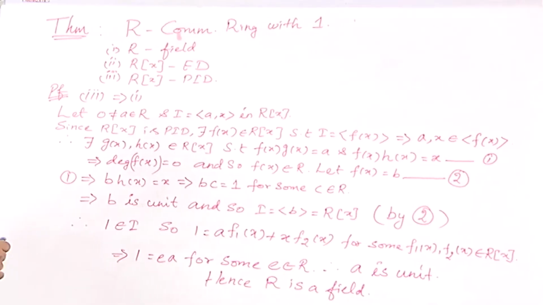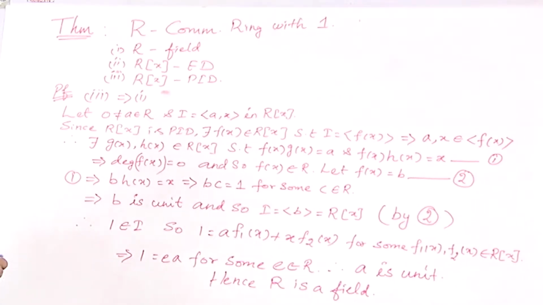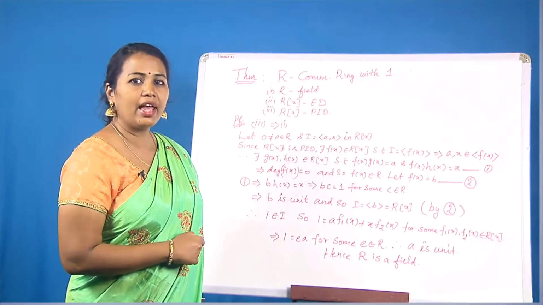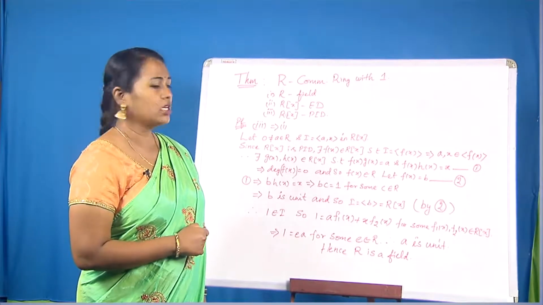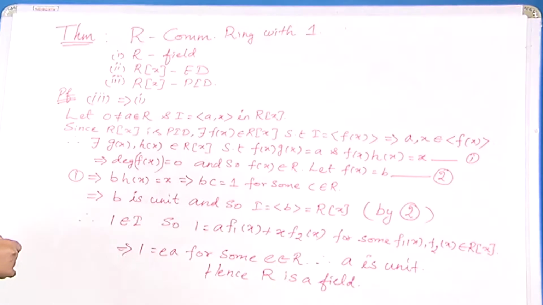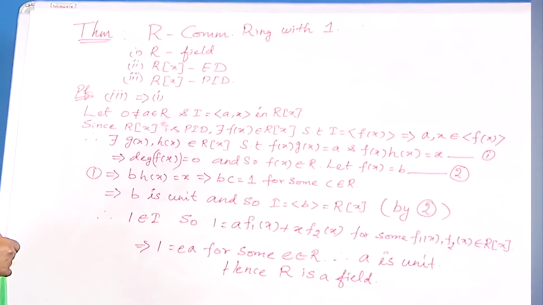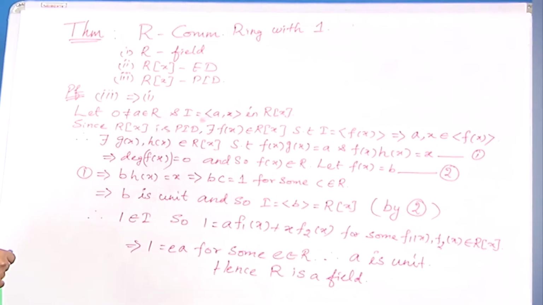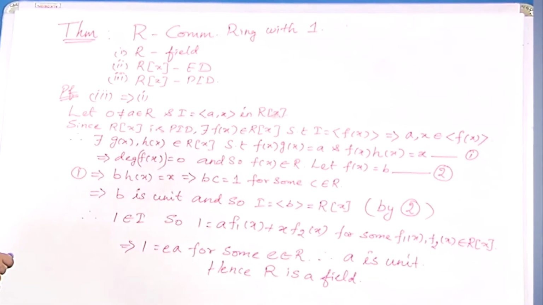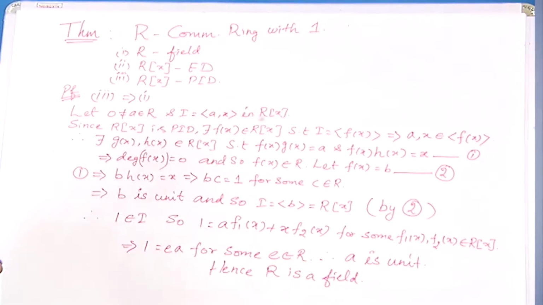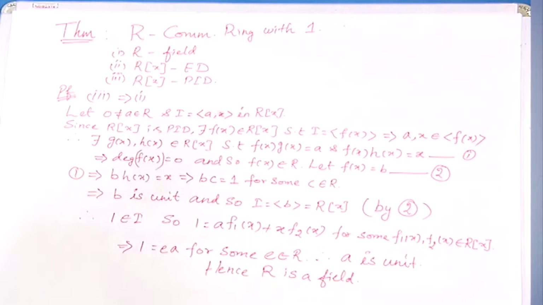Now, given that R is a commutative ring with 1 and R of x is a principal ideal domain, we have to show that R is a field. In order to show that R is a field, you have to prove that every non-zero element is a unit. So, 3 implies 1. Let us take an element A, which is a non-zero element in R, and let I be an ideal in R of x. We have already said that R of x is a principal ideal domain, and therefore I is equal to (A, x).